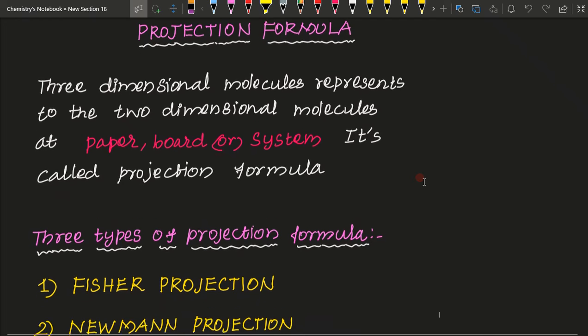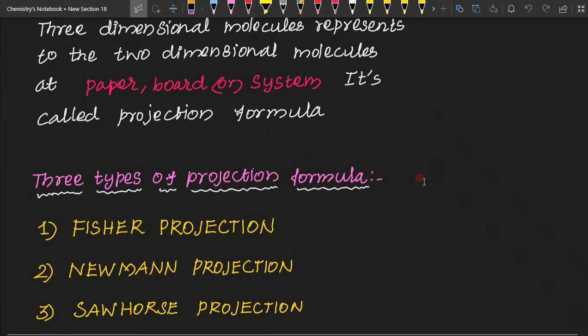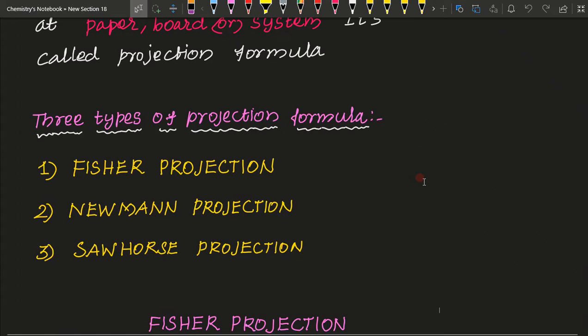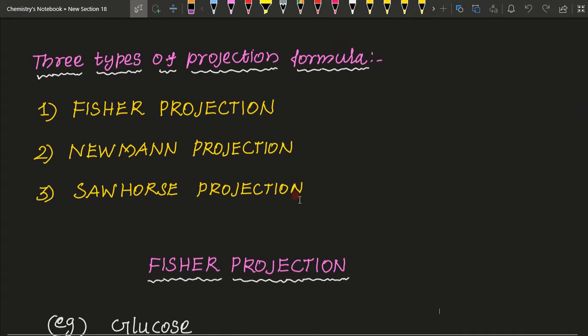Three types of projection formula. First one Fischer projection, second one Newman projection, third one Sawhorse projection. Newman projection, there is only one N. Sorry, I wrote it mistakenly. First we will see Fischer projection.